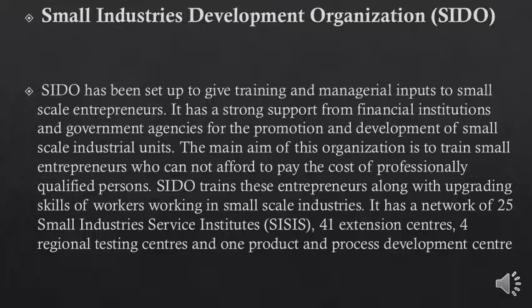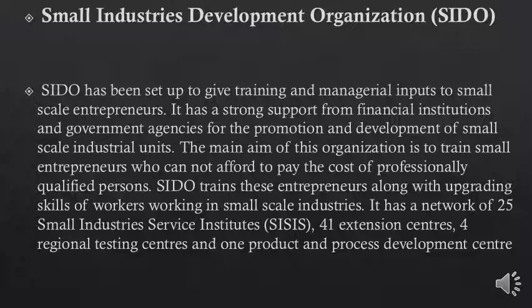Now let us talk about the Small Industrial Development Organization. It is called SIDO. Let us talk about what SIDO is, what the objective of SIDO is, and how SIDO works. SIDO has been set up to give training and managerial input to small scale entrepreneurs. We know that in rural or urban areas there are different types of entrepreneurs, but as small ventures they may not have good skills and good businesses. So SIDO provides training and managerial inputs to them.